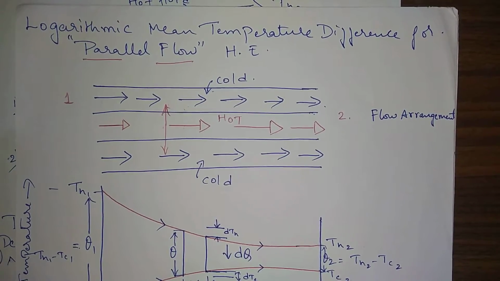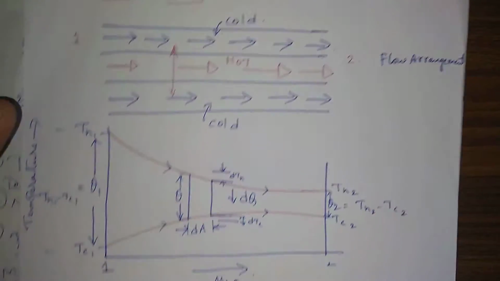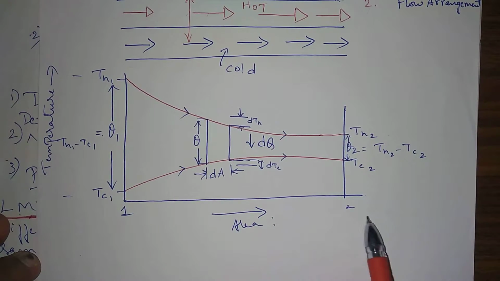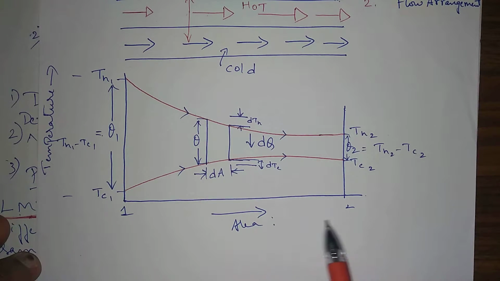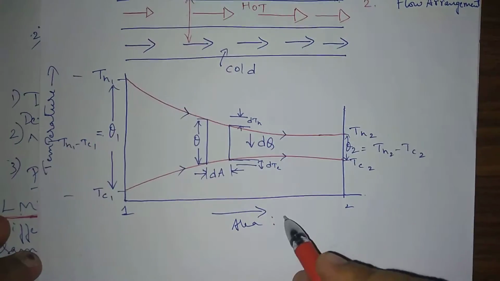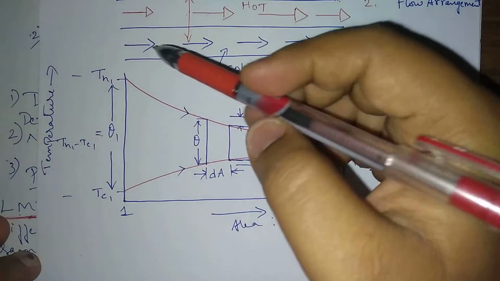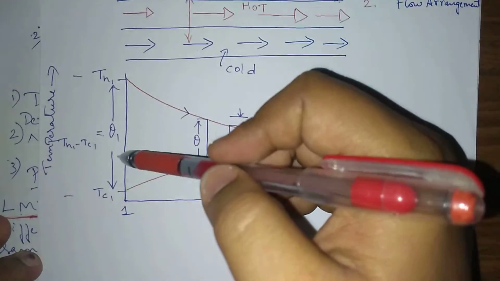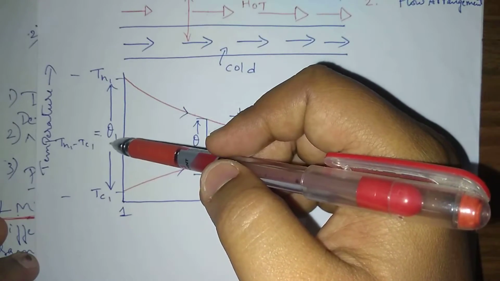Now we need to derive the relationship for the logarithmic mean temperature difference. As this graph indicates, the x-axis denotes the length, or you can consider it as the area. So this is the length of the heat exchanger or the area of the heat exchanger. We'll keep it simple as the length. The y-axis represents the temperature.